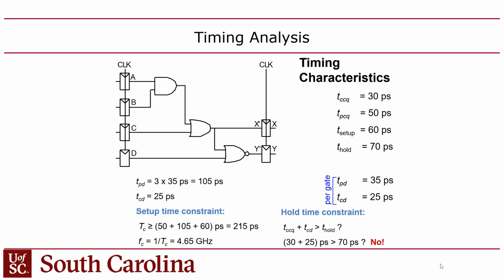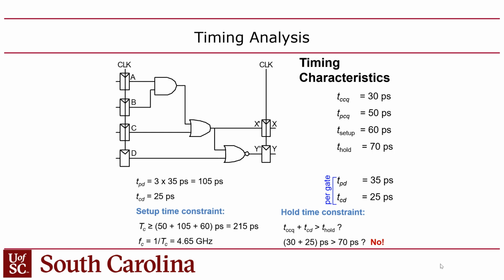So yeah, 3 times 35, 105. CD is 25. Okay, so I got those. So my setup time constraint then is going to be, my clock has to be greater than or equal to the propagation delay of the flip-flops, which is 50, plus 105, that's the logic, plus the setup time, 60, right? So that's 215 picoseconds, right?